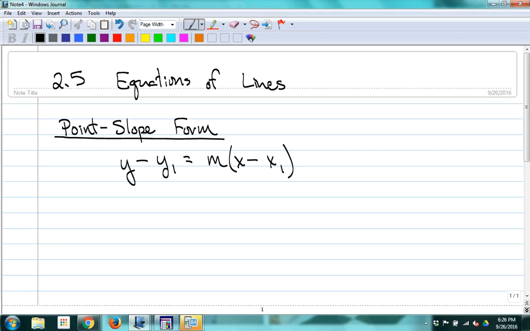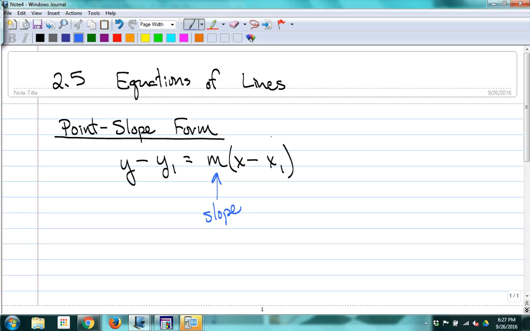So we're going to start with this form, and what we're going to do is take this form and morph it into slope-intercept form, and then take slope-intercept form and morph it into this thing called standard form. But it all stems off of this and getting that stuff right. So what we have here is the slope, the same slope that we dealt with last week. m equals y2 minus y1 over x2 minus x1.